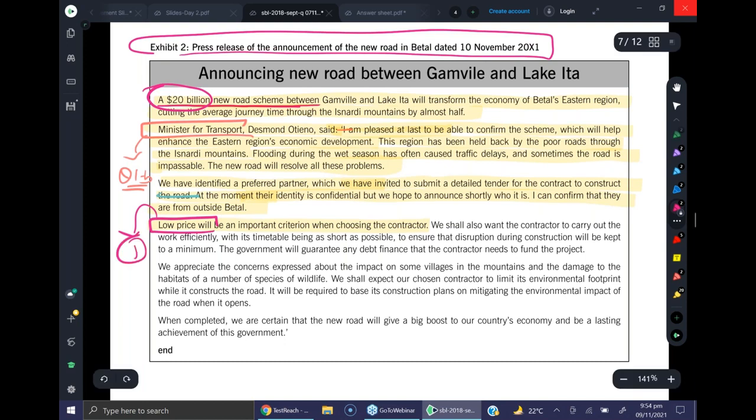So all the things which I just said can be used as the points to explain this point. Yeah, weather conditions can be used as well.